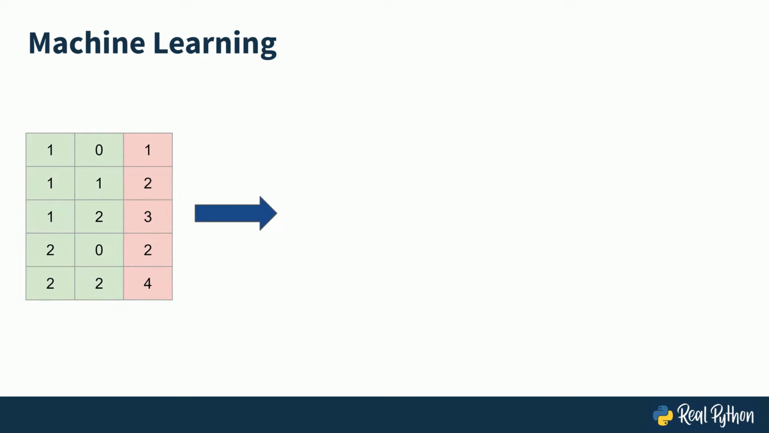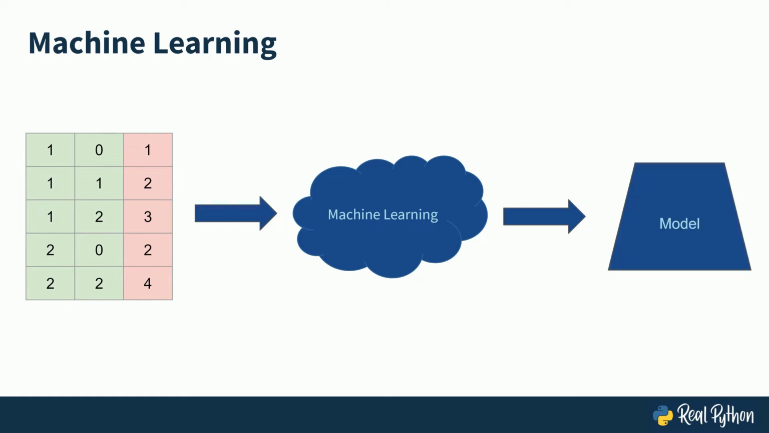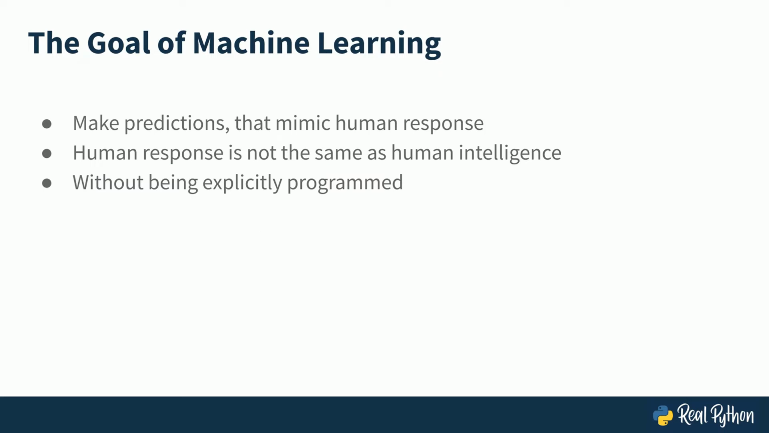Therefore, with machine learning and deep learning, you'll provide representative examples of what you want to predict. So you would show a machine learning algorithm sums of many different pairs of numbers. The algorithm would analyze them for commonalities and eventually discover the rules to be able to predict the sum of any 2 numbers. The result of analyzing the examples or training data is a model. So we could say that the goal of machine learning is to train a model that will make predictions to mimic human response without being explicitly programmed.